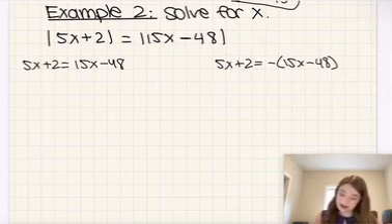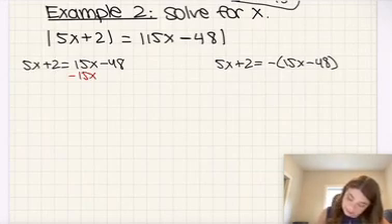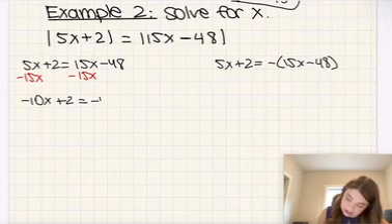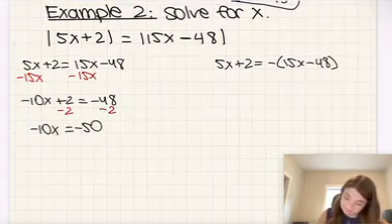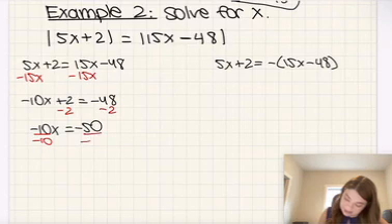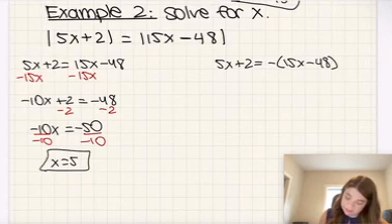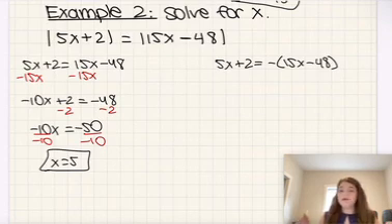I'm going to subtract 15x from both sides. And that's going to give us negative 10x plus 2 is equal to negative 48. Then I will subtract 2 from both sides to get negative 10x equals negative 50. Then I'll divide both sides by negative 10 to get x equals 5. So there we go. If x is equal to 5, then that's one of our solutions.